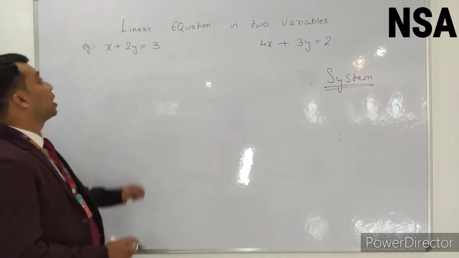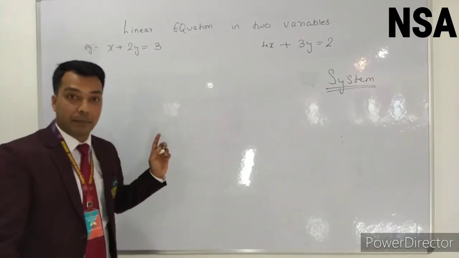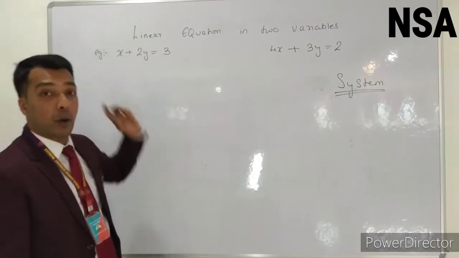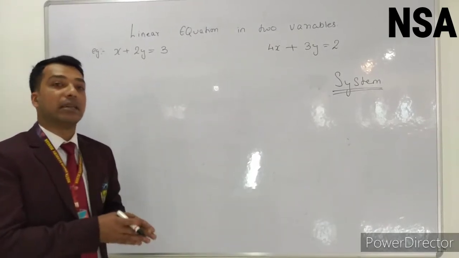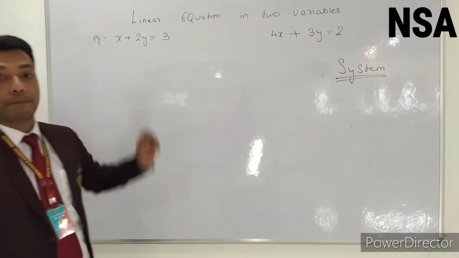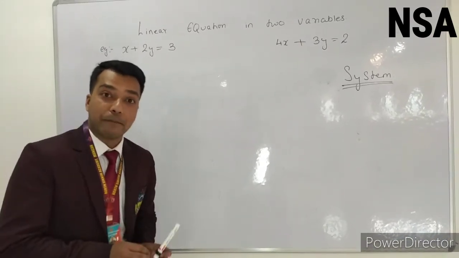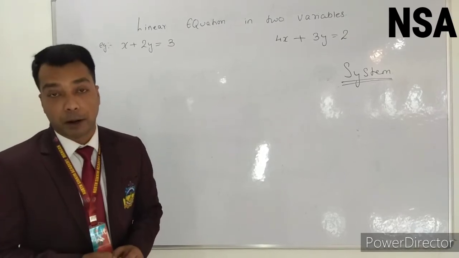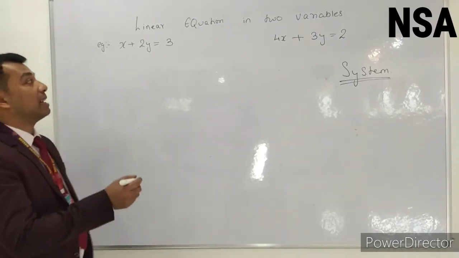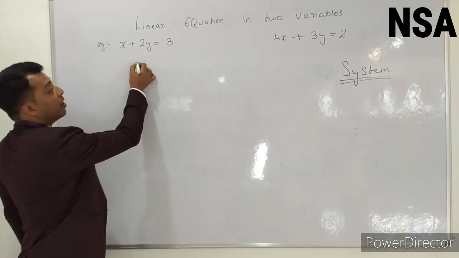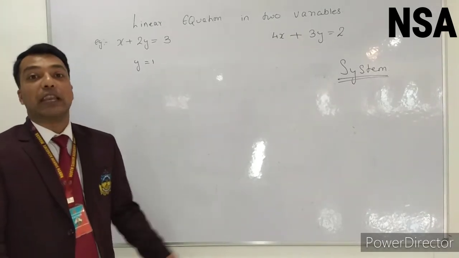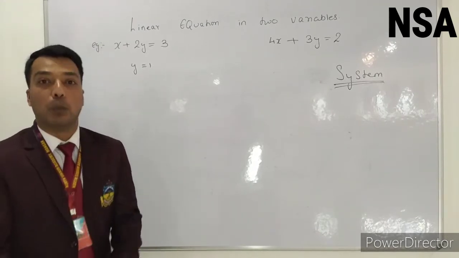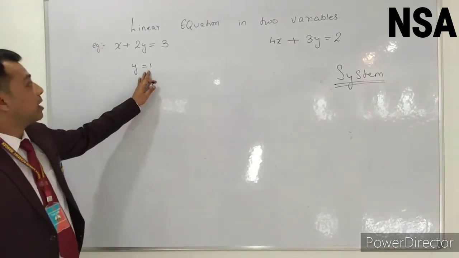For that, you need to put a value in either of the given variables, either x or y. The value can be anything: a negative number, 0, or a natural number. Suppose, for example, I am taking y equals 1. You can use a bigger number or a smaller number. Right now, I am using a smaller number, positive 1, for y.